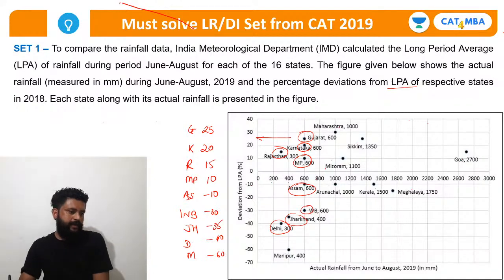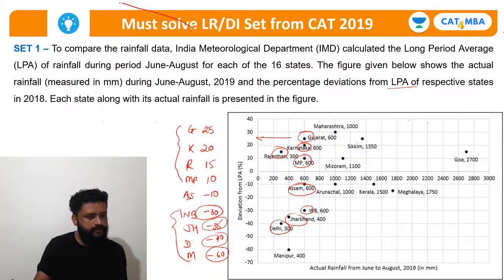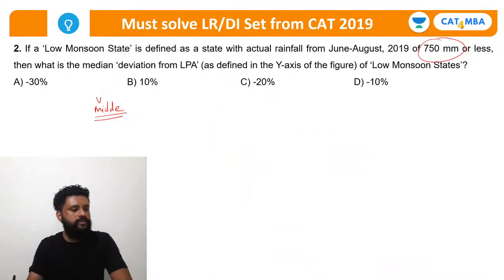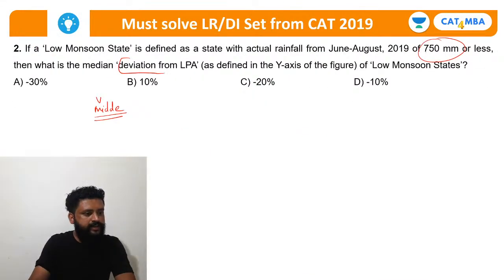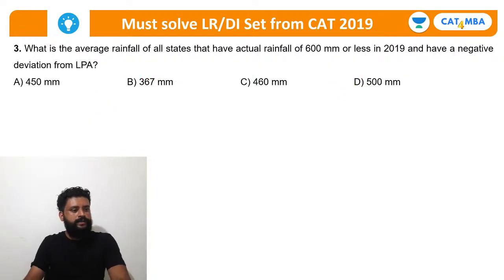So take the negative values. The lowest will be -60, -40, -35, -30. So these are the lowest, and the highest would be these 4. So which will be the median? Assam, that is -10. So we were not supposed to calculate the median of actual rainfall. Actually the question was about deviation from LPA. So the deviation from LPA in the middle is -10. That is answer option D. Right? Let's move to the next one.